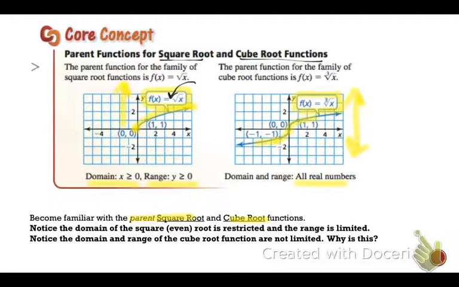Also, notice that the domain of the square root, or really even any even root function, is restricted. That means we have to make sure that there are only positives, and then because of that, also 0 and positives. And because of that, then the range is limited. But notice that the domain and range of the cube root function are not limited. And that's just because of the nature of the cube root. You can input a negative or 0 or a positive number, and then you will get negative, 0, and positive numbers.